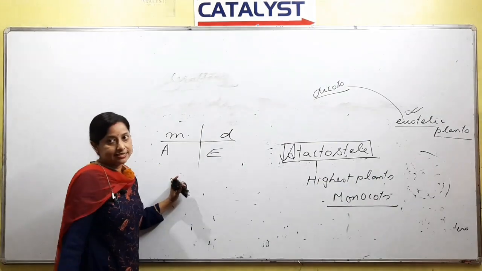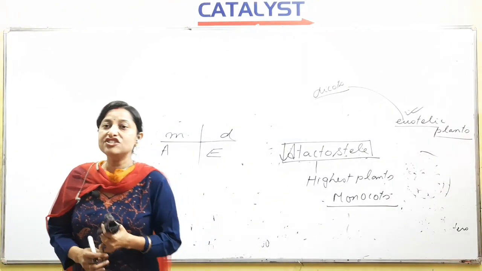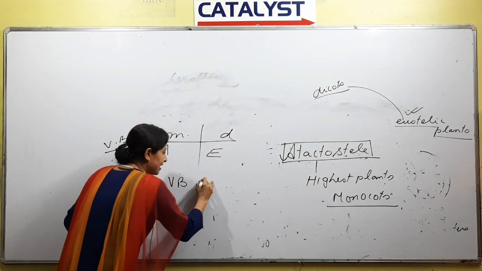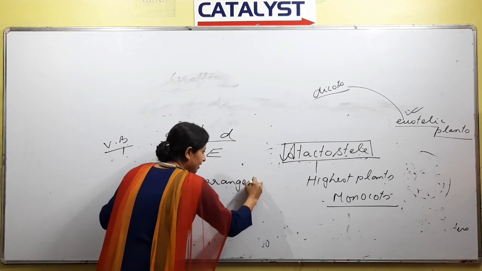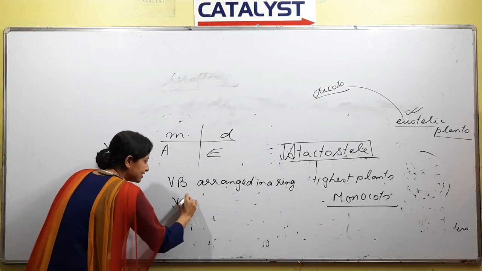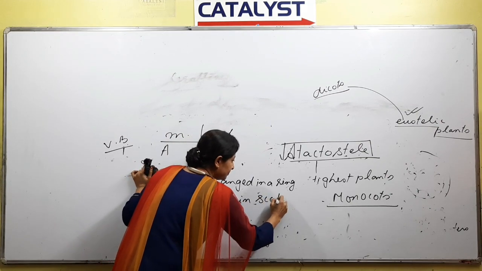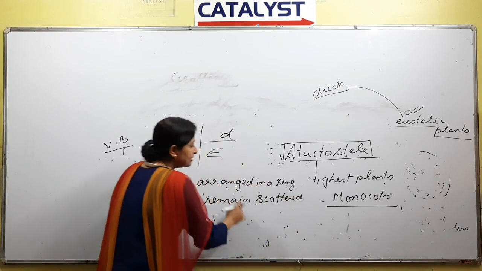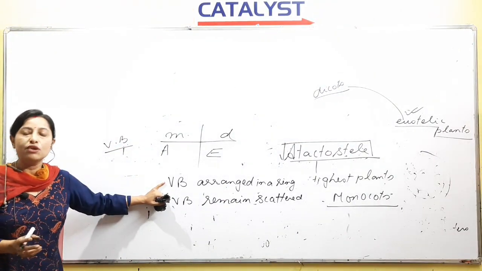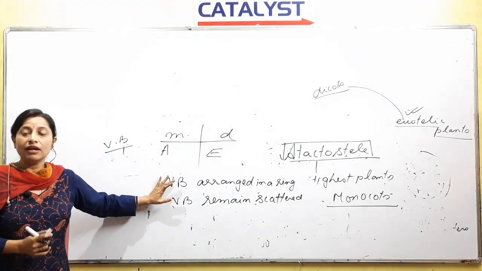There is a major difference between the two. Have you heard about this term, vascular bundles? Two statements: if I say vascular bundles arranged in a ring, and another statement, vascular bundles remain scattered. Depending on these two lines we have to identify which statement is for monocot and which is for dicot. Can anyone tell me out of these two which is monocot and which is dicot?